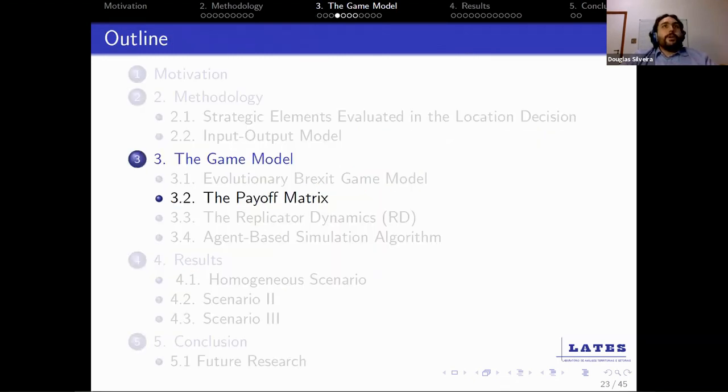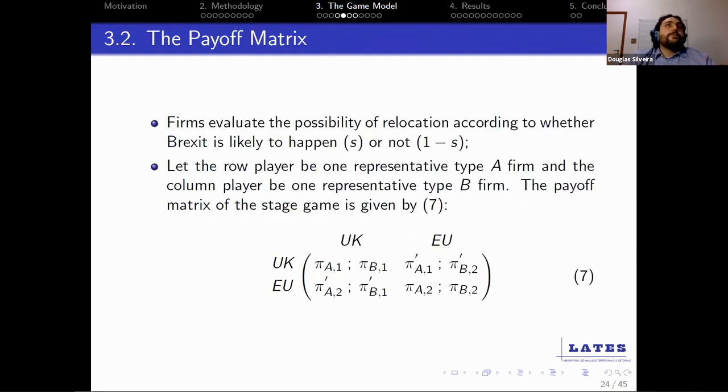So about the payoff matrix of the game, we consider that firms are evaluating the possibility of relocation according to whether Brexit is likely to happen or not. In this payoff matrix 7, let the row player be a representative type A firm, and the column player be one representative type B firm. The payoff matrix is given by this payoff matrix number 7, in which we have all the possible combinations of payoffs here.